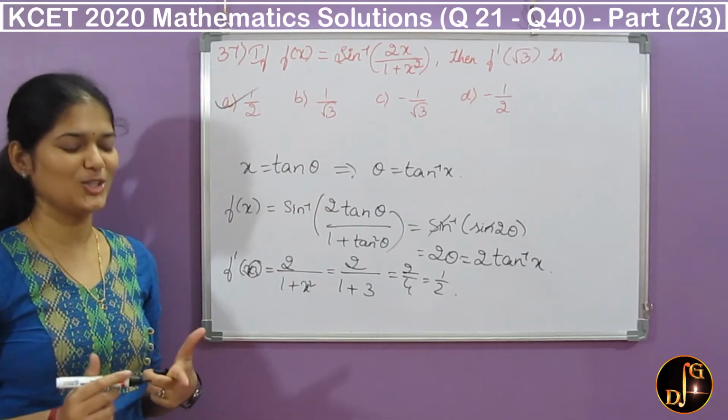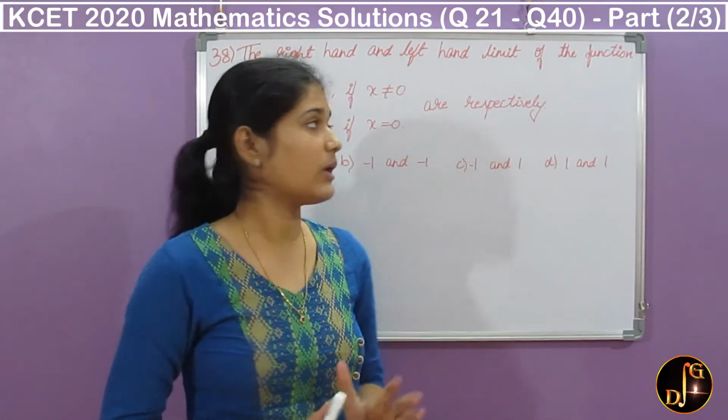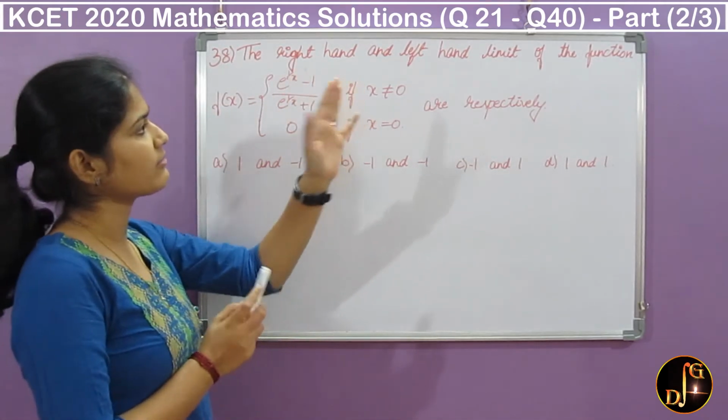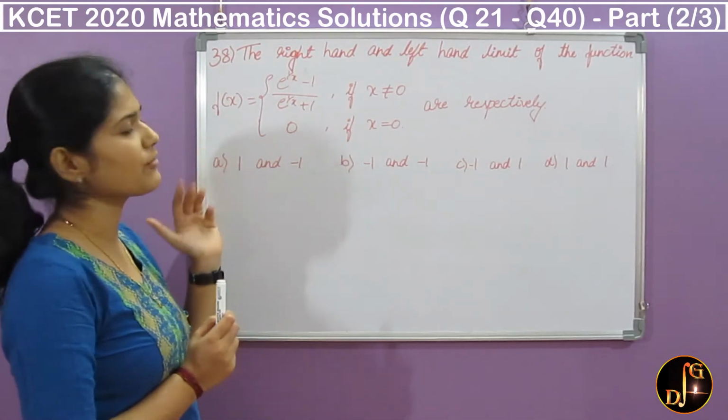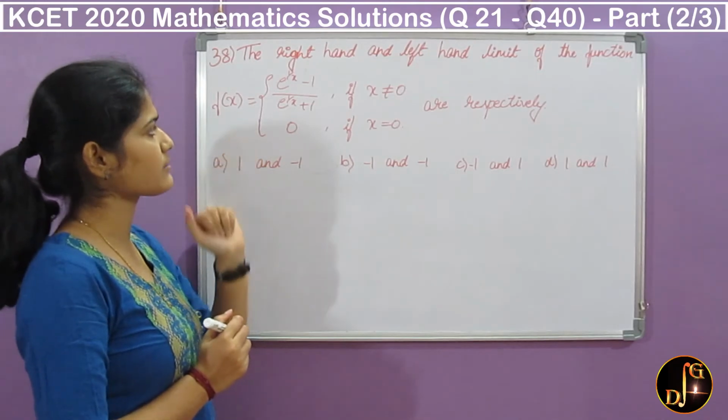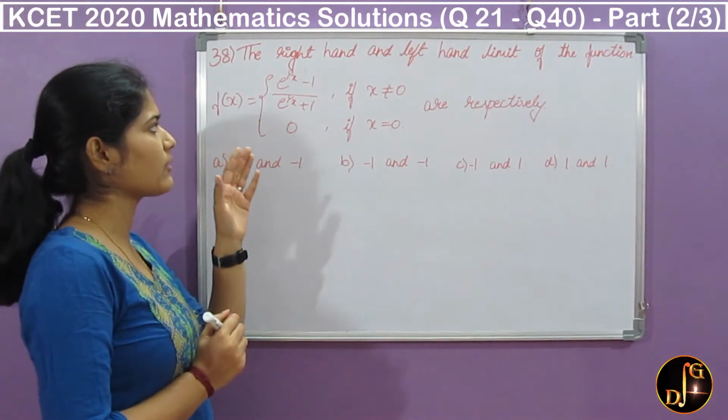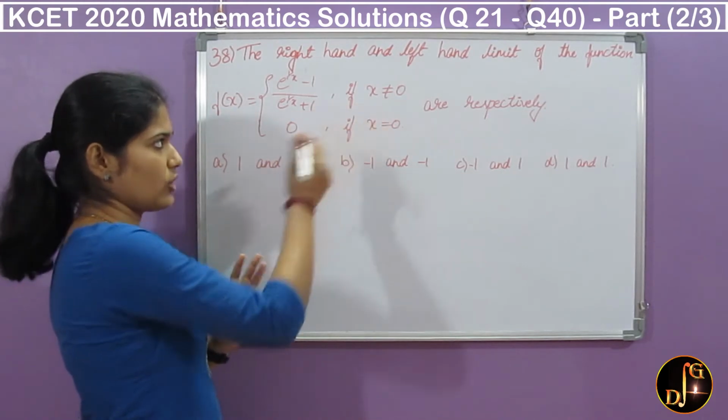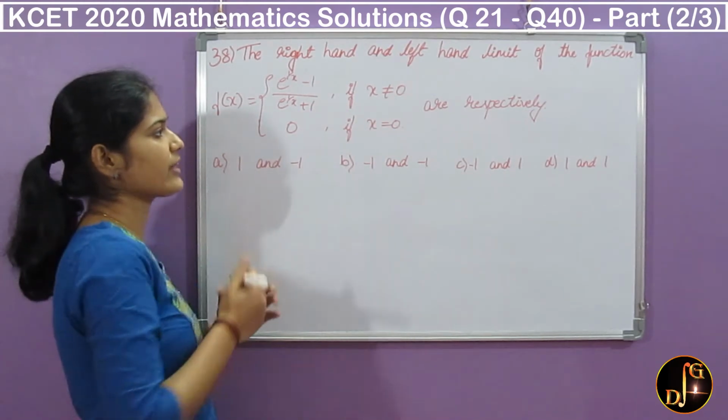Now let's move on to the next problem. In this problem, we have to find the right hand and left hand limit of the function f of x is equal to e power 1 by x minus 1 divided by e power 1 by x plus 1 if x is not equal to 0 and 0 if x is equal to 0.